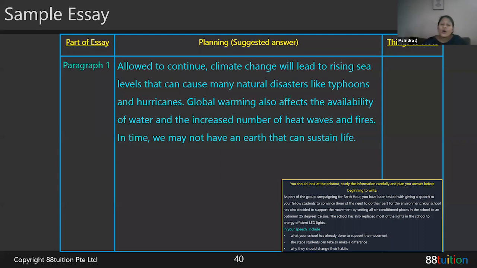Now the next paragraph, "Allowed to continue." Of course, this is a matter of speech. When you talk to people, you don't actually say that, but in a speech you will. Climate change will lead to rising sea levels that can cause many natural disasters like typhoons and hurricanes. Global warming also affects the availability of water and the increased number of heat waves and fires. So basically, the effects of global warming. In time we may not have an earth that can sustain life. So you're telling me that because all these things are happening, the result is we may not have an earth at the end of the day.